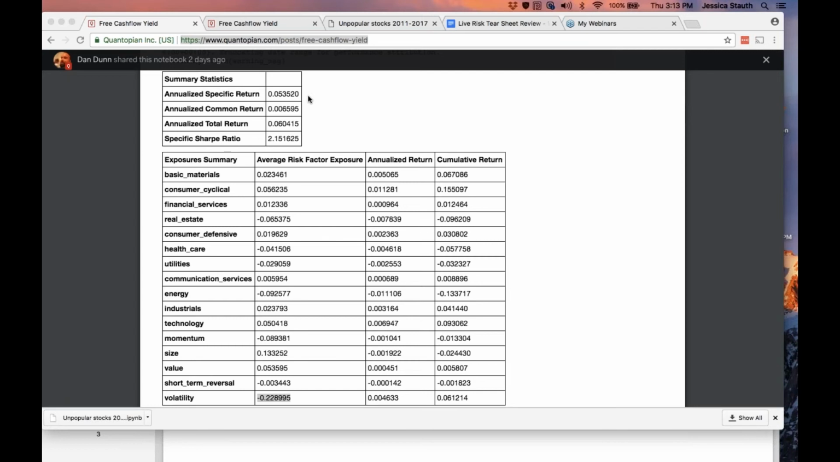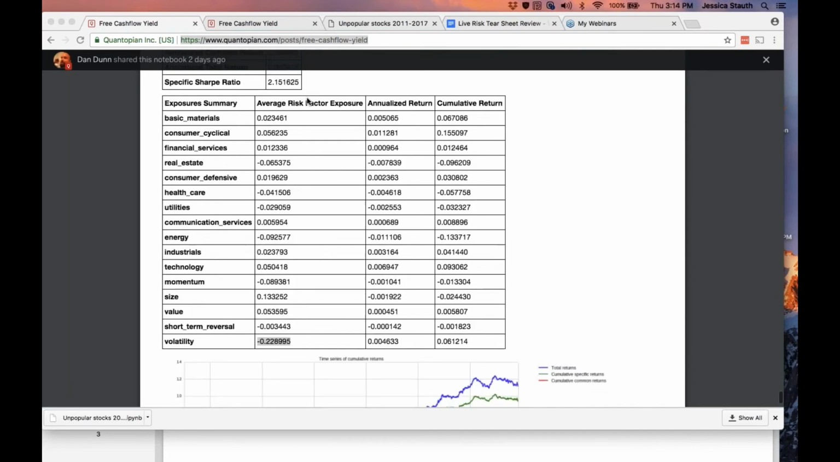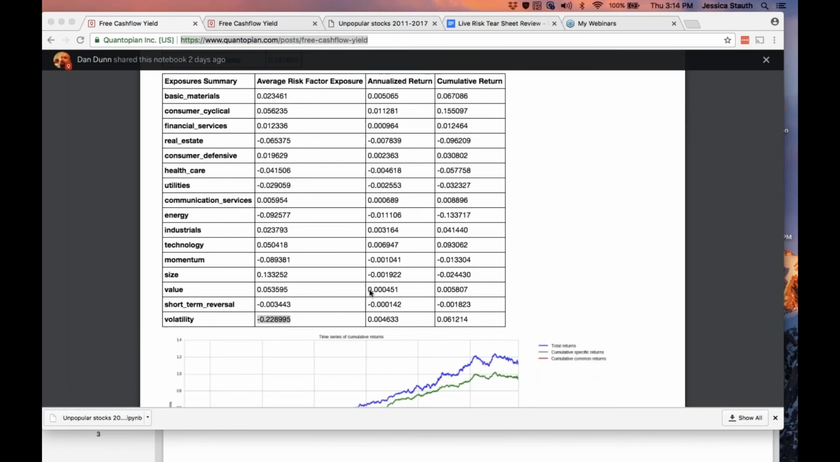So that says really there wasn't a lot of risk that we attribute to any of the other 16 factors in our model. So the common return ends up being a pretty low annualized number. And the other thing that's nice to see is the specific Sharpe ratio. So this is the Sharpe ratio, or the mean over the standard deviation of the specific returns time series. So if you imagine that you have an equity curve and you've taken out all the returns due to common risk factors, what you've got left, that time series has a Sharpe of over 2. Well, that's a nice result.